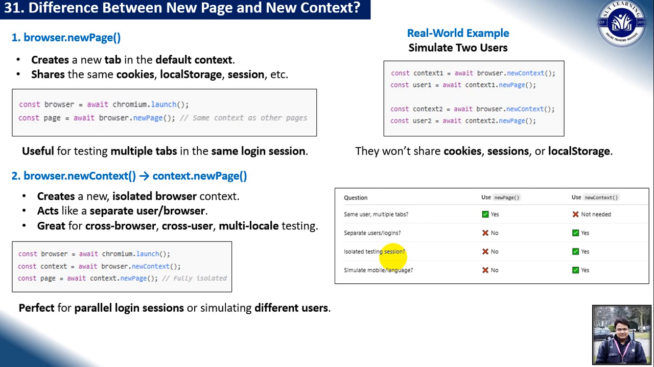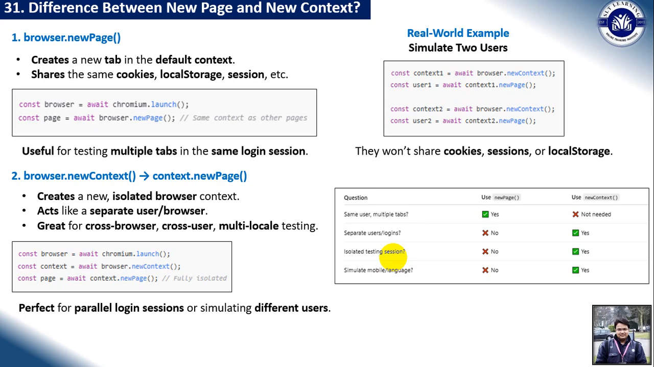What is the benefit of that? The new pages will share the same local cookies, local storage and session information. That is one useful thing, so when you are working with multiple tabs with the same login, you can utilize that. Now, with browser.newContext and context.newPage, it will isolate. If page 1 and page 2 use the same context, that means you are sharing the cookies and local information.